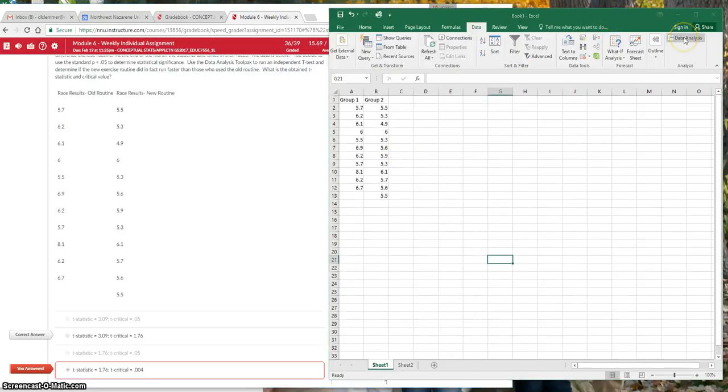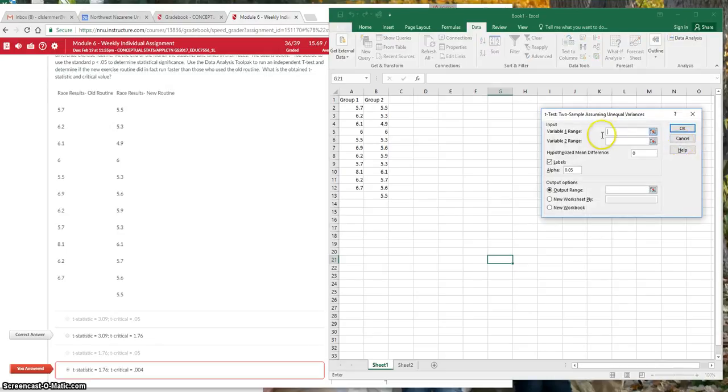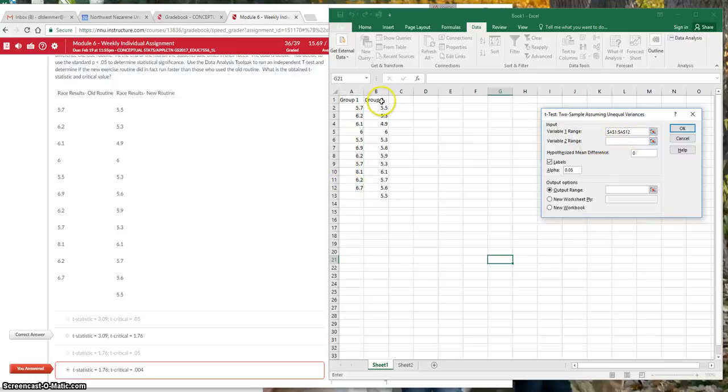So I go over here to data analysis. In this case, we're going to run a t-test with unequal variances. So if I come in here and set my data, this first column will be in the first one. The variable range 2 will be the group 2. I've got 0 for the mean difference. We've got labels at a 0.05. And then our output range, I'll just put here in D.